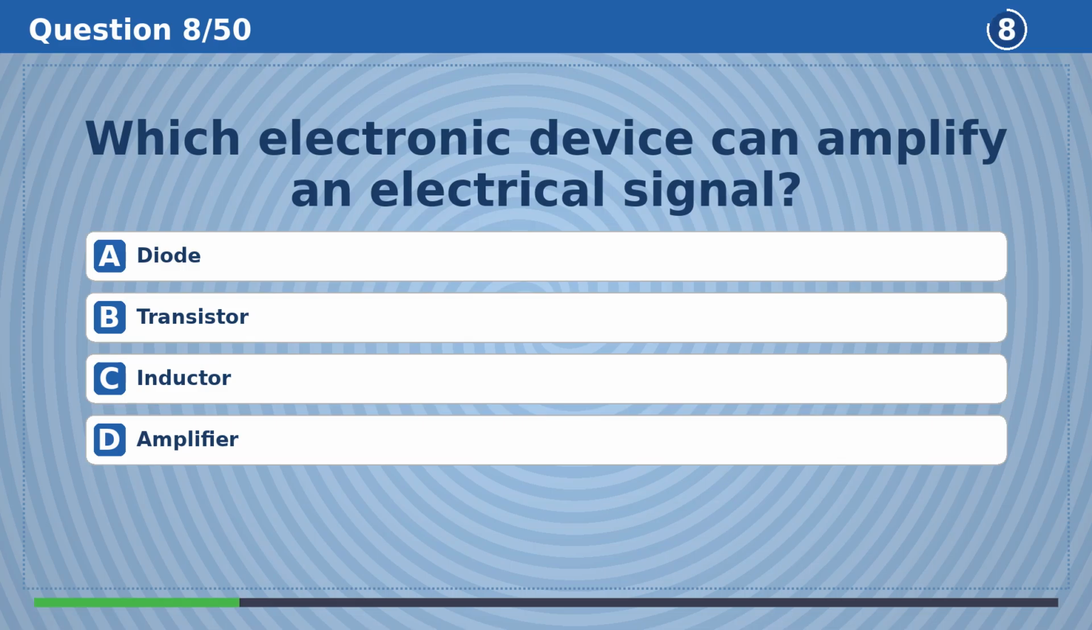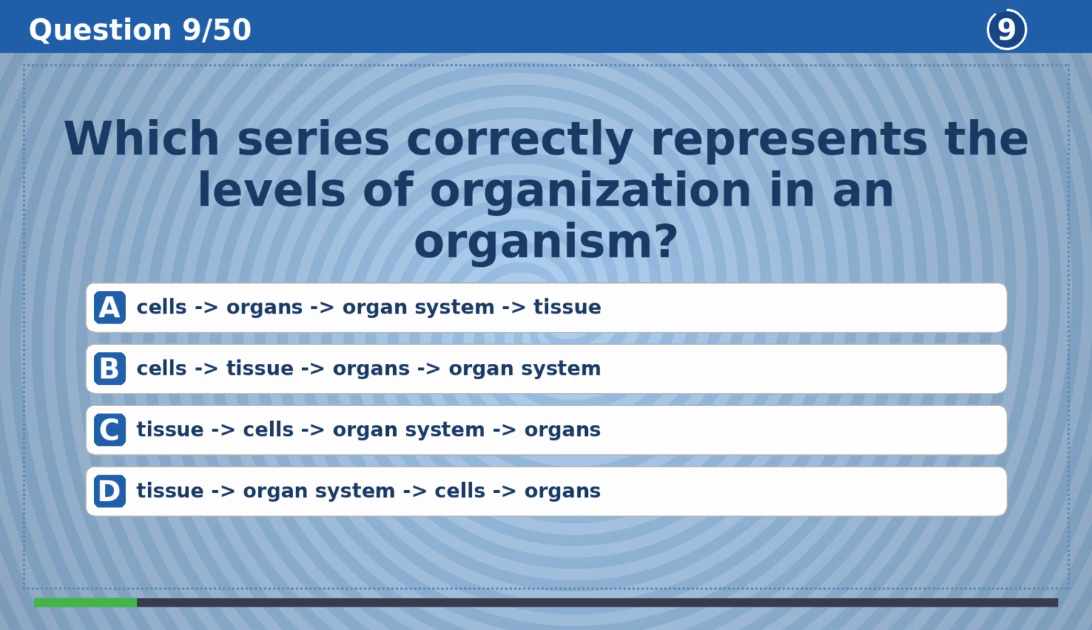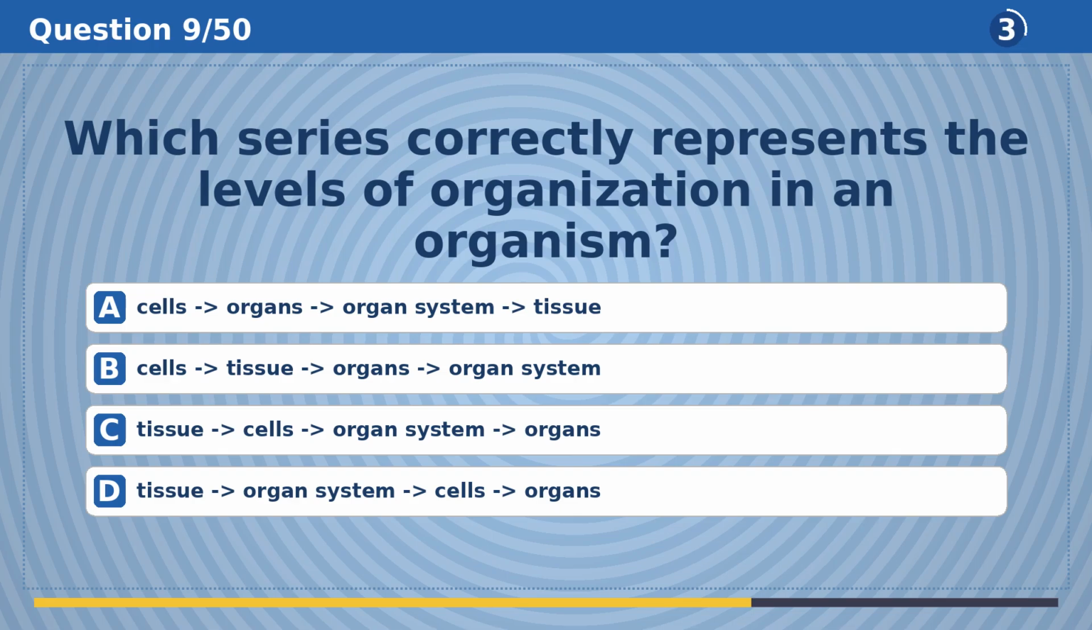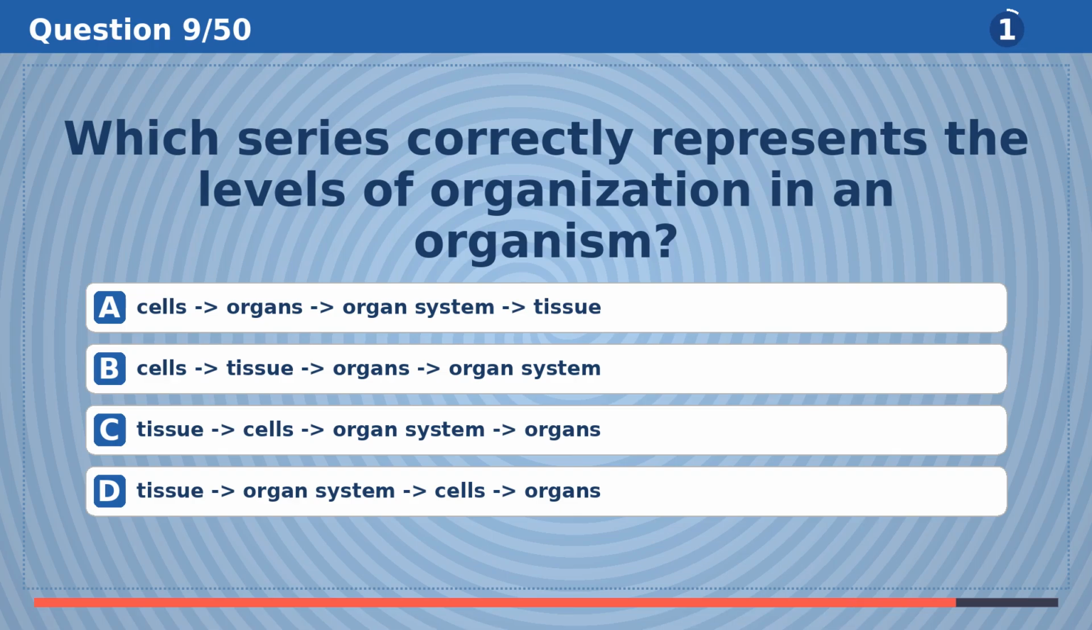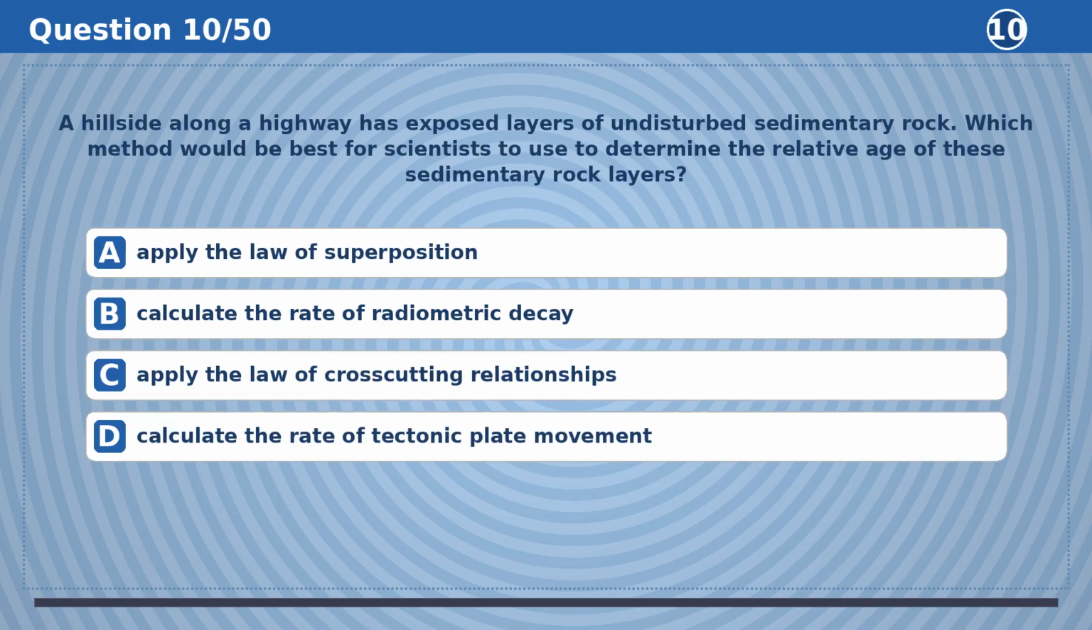Which electronic device can amplify an electrical signal? The answer is D. Amplifier. Which series correctly represents the levels of organization in an organism? The answer is B. Cells, tissue, organs, organ system.